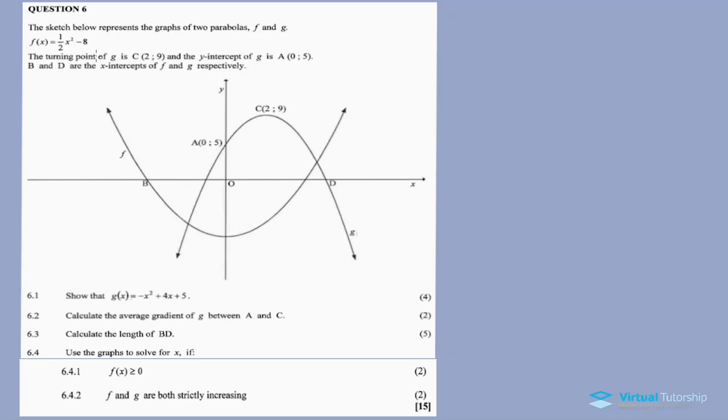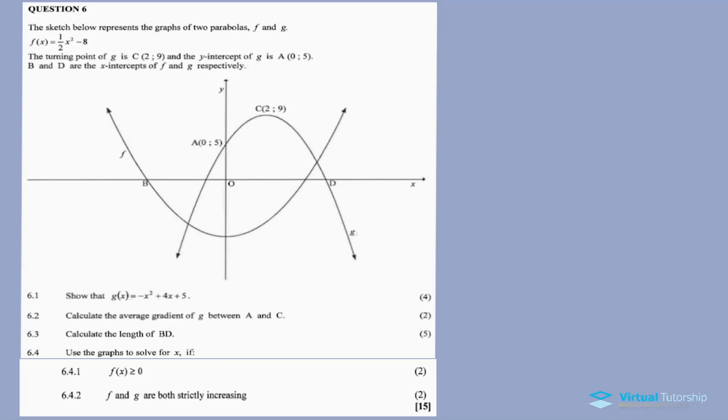The turning point of g is given as C, and the y-intercept of g is given as A. B and D are the x-intercepts of f and g respectively. In 6.1, show that g of x is equal to minus x² plus 4x plus 5. In other words, calculate the equation for graph g.